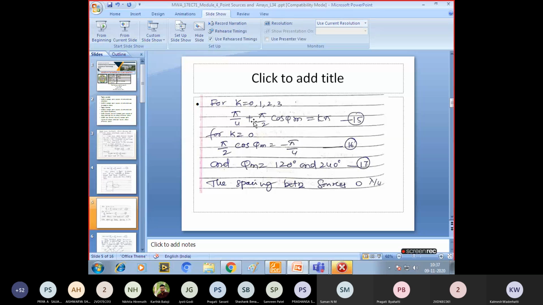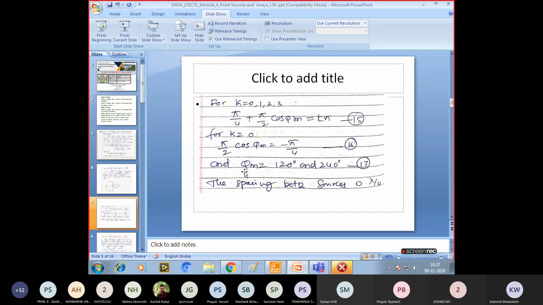For the maximum value, and for the null value, you will get the phase pattern, you will get the field pattern. Suppose we are considering the spacing. Just now we considered the spacing between the two antennas to be lambda by 2. Now the spacing will be reduced to lambda by 4. How does the field appear at far field distance?